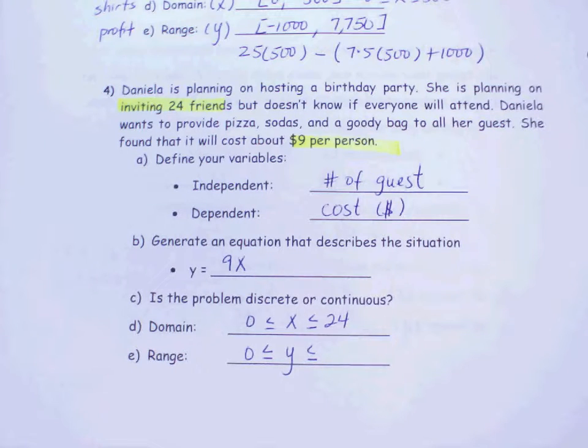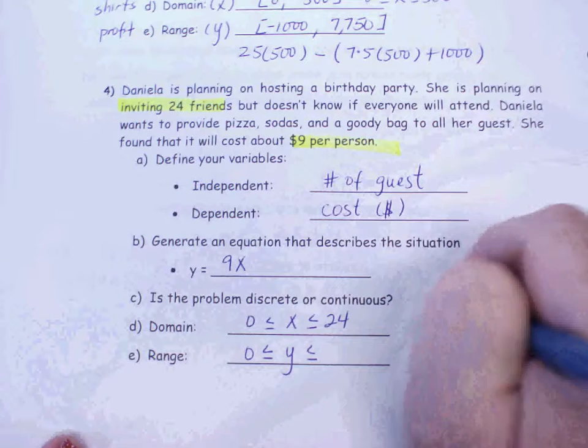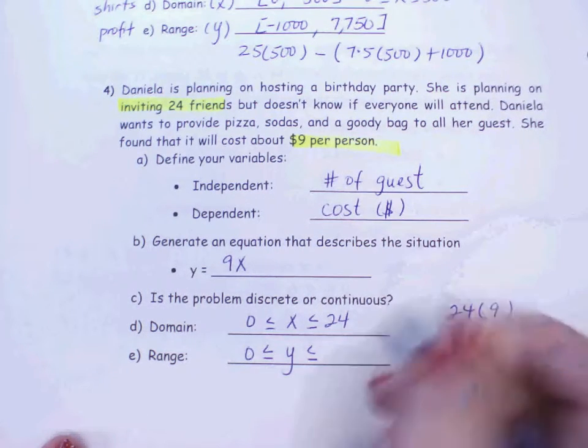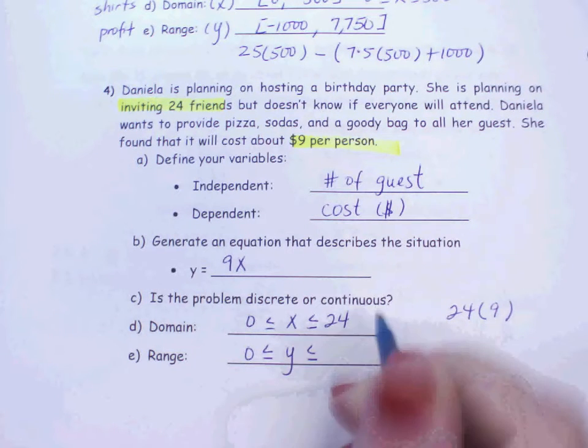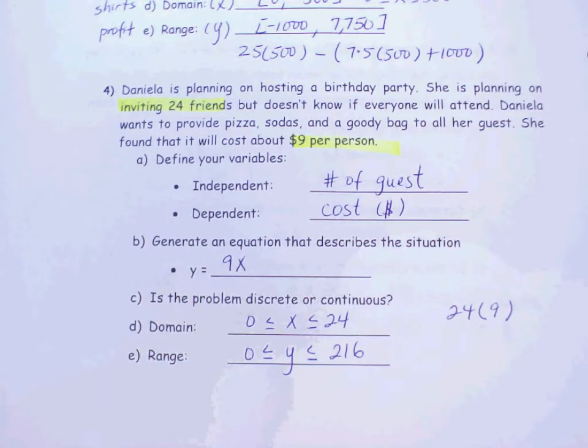9 times what? Somebody said it. 9 times 24. Very good. 24 times 9. 200 and what? 216? 216. Yes? I just wanted to make sure. Very good. 216. All right. Let's do 5 together.